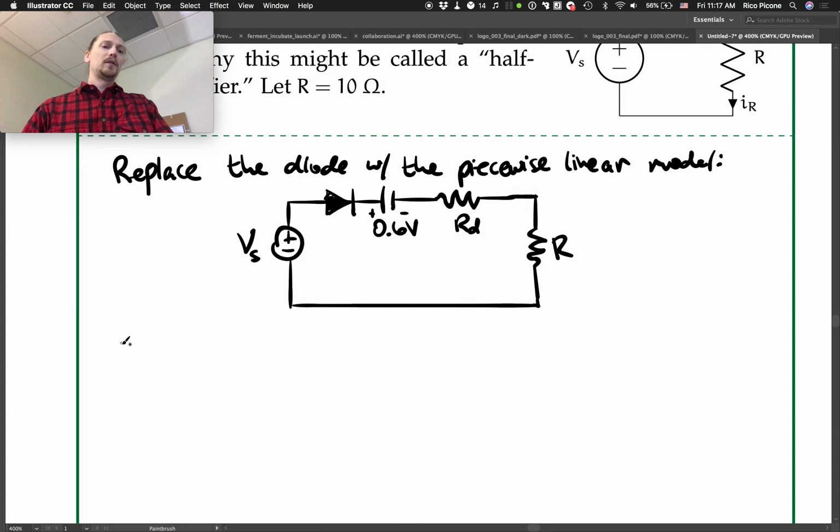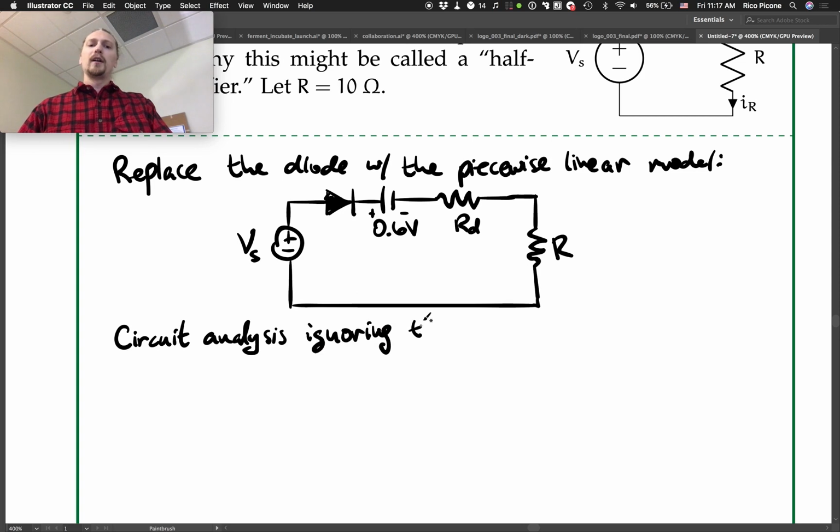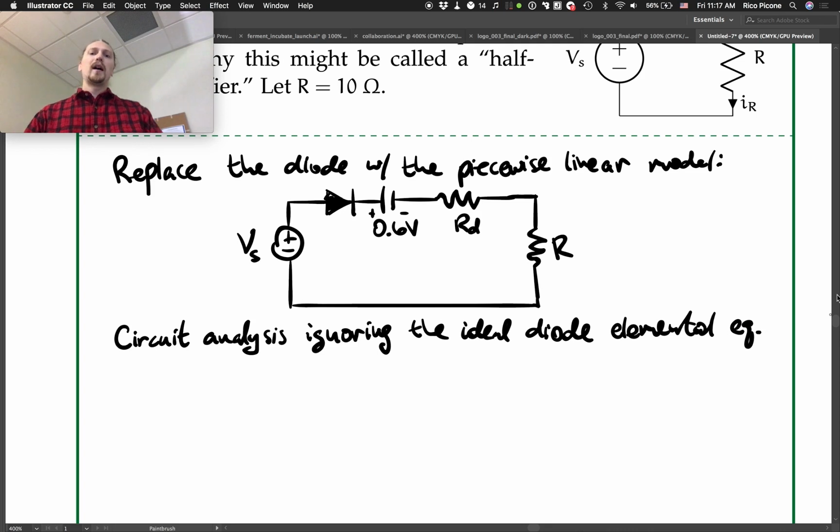So we're going to do our circuit analysis, assuming, or I shouldn't even say assuming, ignoring. We're just ignoring the diode, the ideal diode elemental equation. And we're going to use the method of assumed states to get that last elemental equation, but we want to do the circuit analysis first.